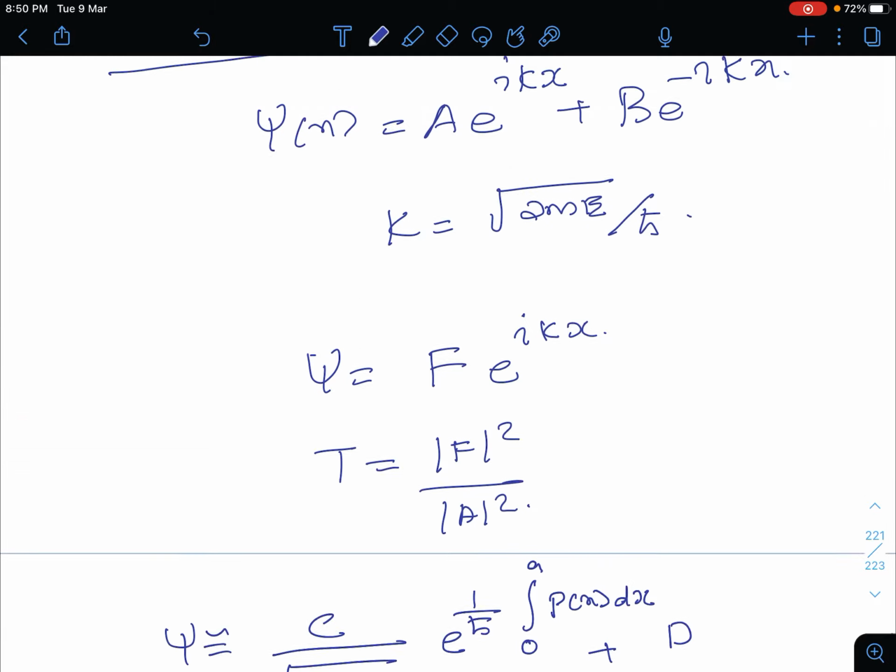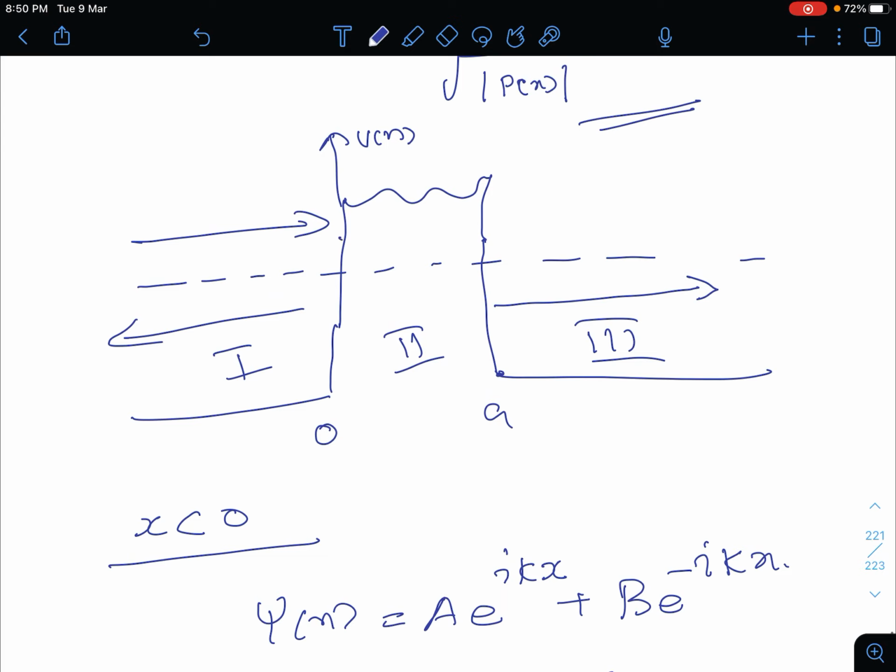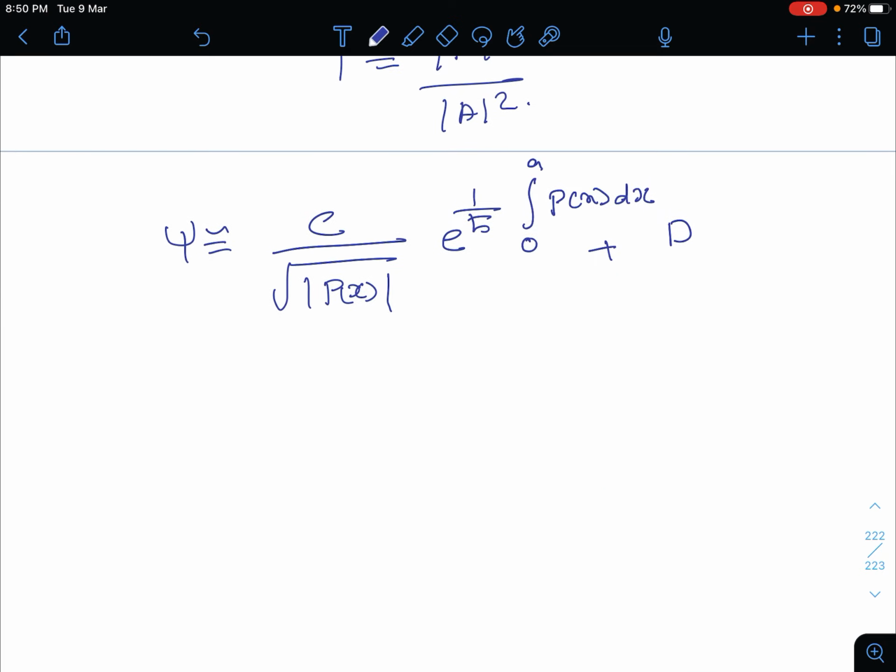Inside it, if needed, the wave can go through this way, and it can also reflect from here. So that's why we have a negative term also. Divided by root of mod p of x, e raised to minus 1 by h cross integral 0 to a p of x dx. Simple. Okay, so that's it. So that is one way of writing the wave function inside it.